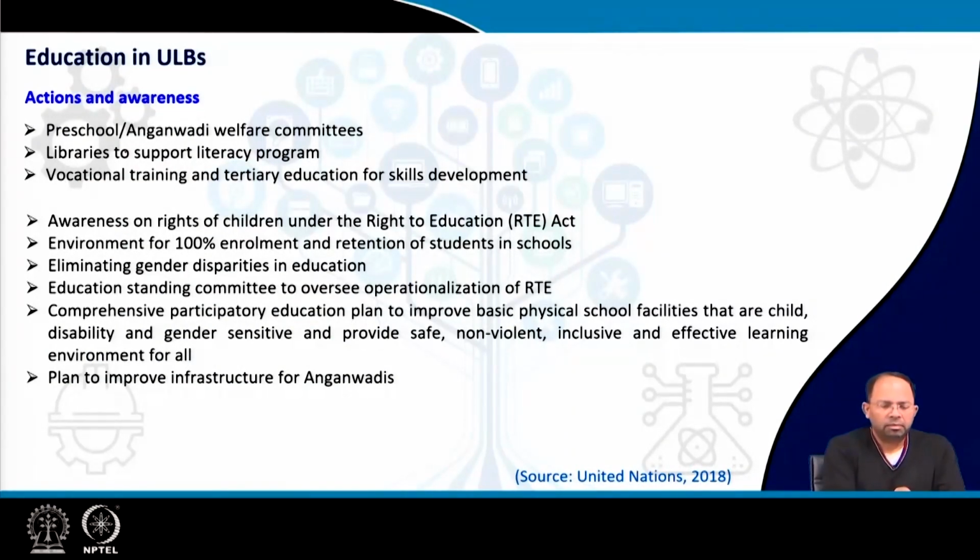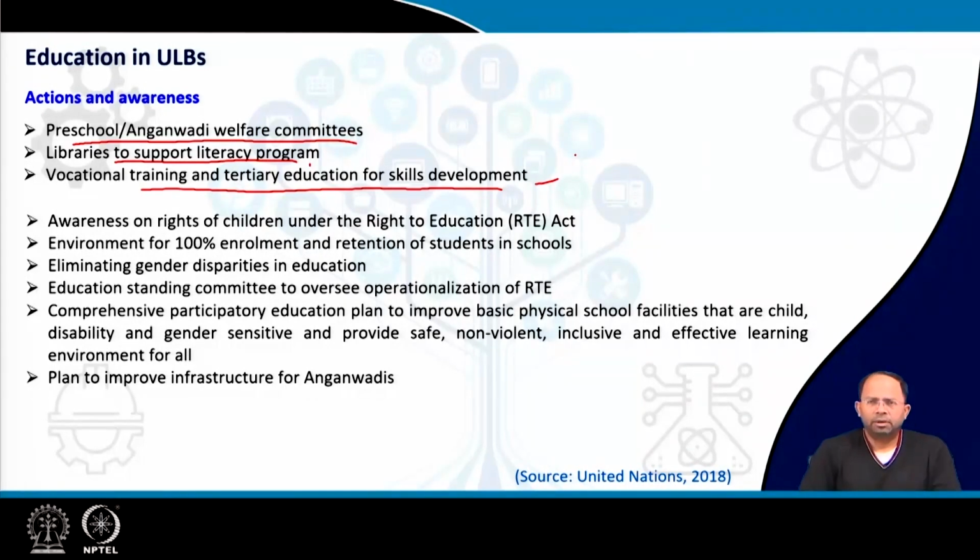Actions could be, we could set up preschool and Anganwadi welfare committees to determine how these are being operated. Libraries to support literacy programs. Vocational training and tertiary education for skills development. So some of this we have discussed earlier in our previous lecture. Then awareness of rights of children under the Right to Education Act.